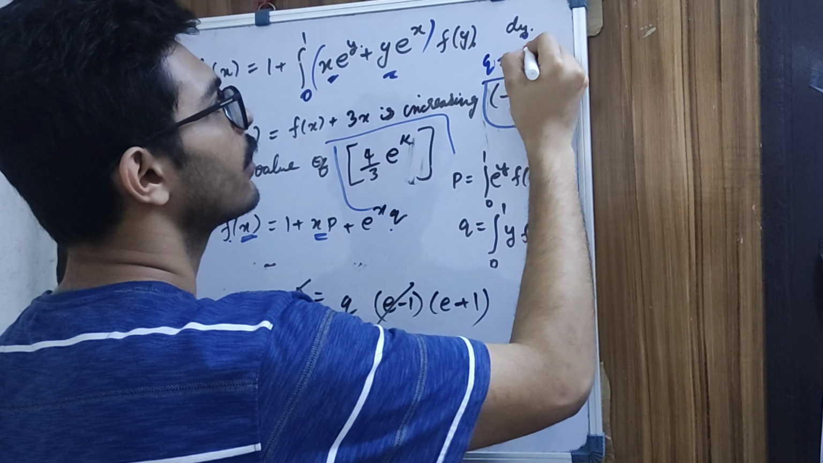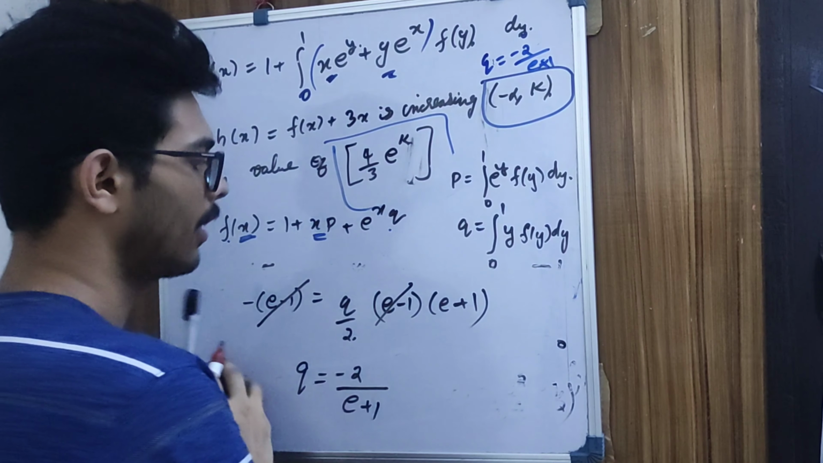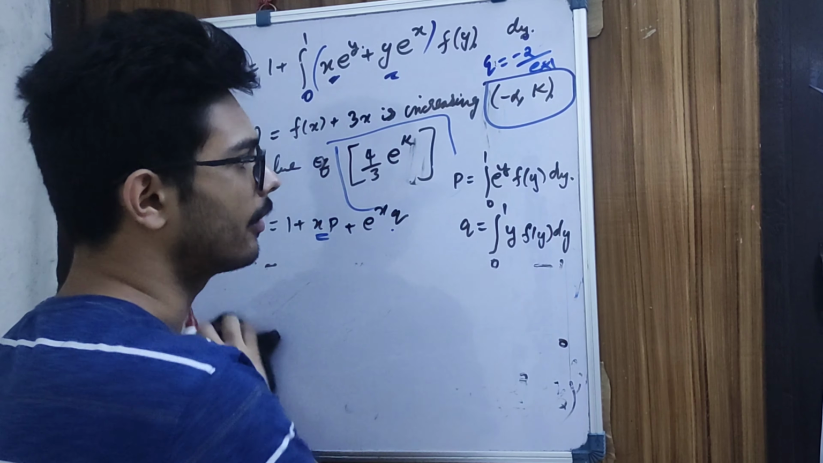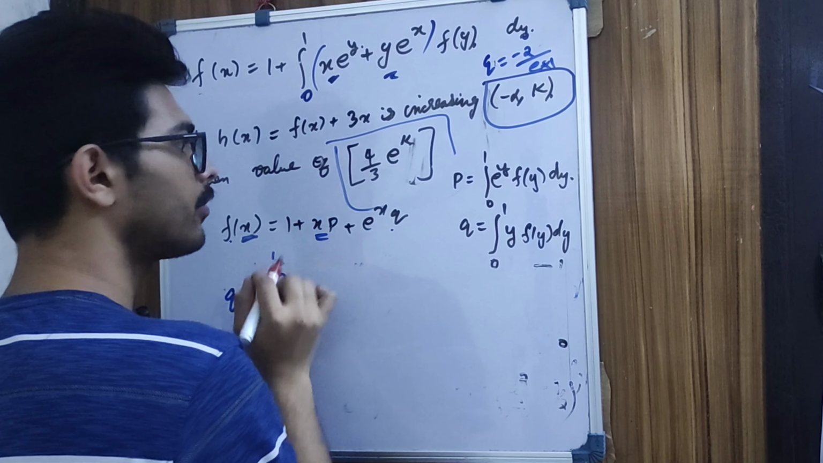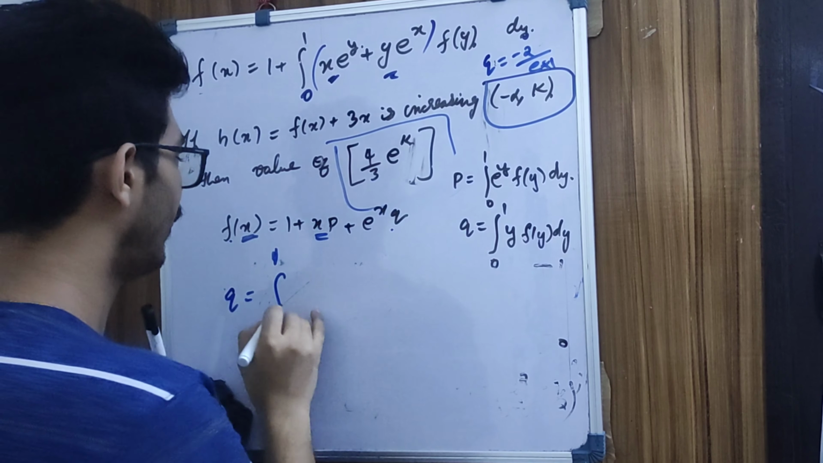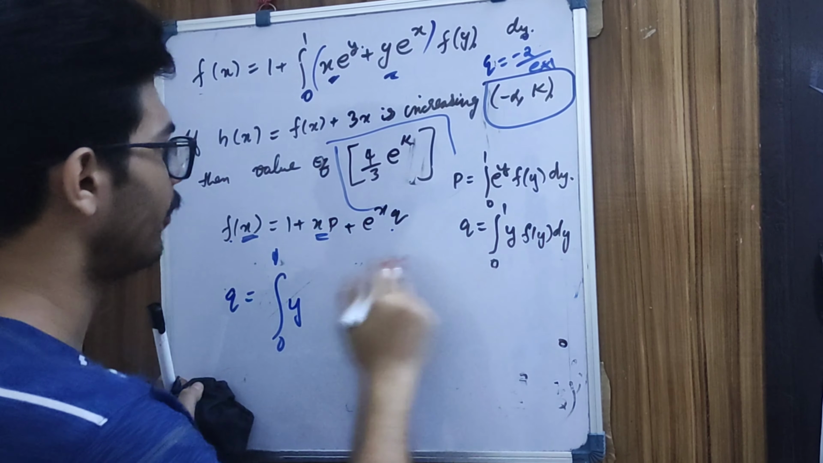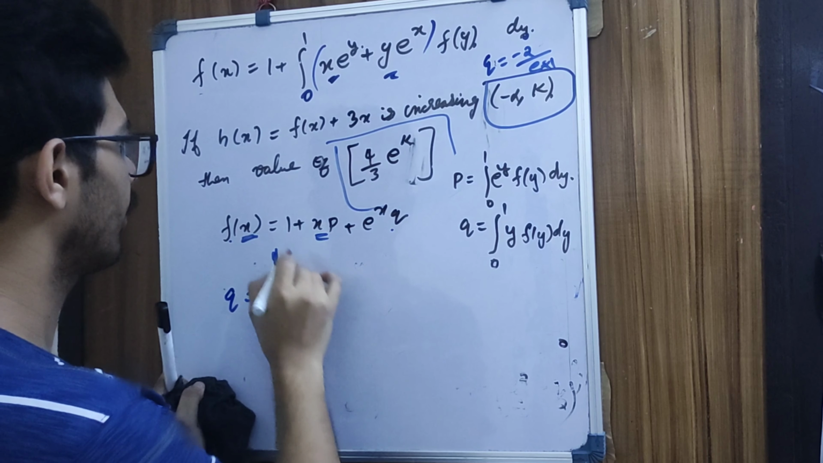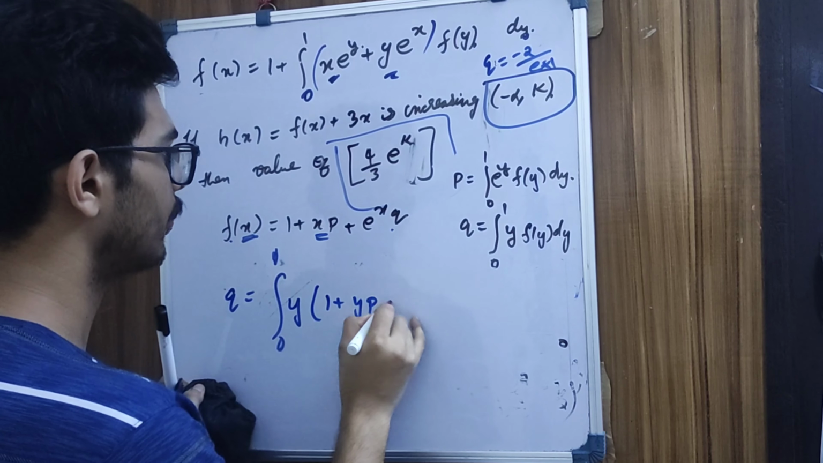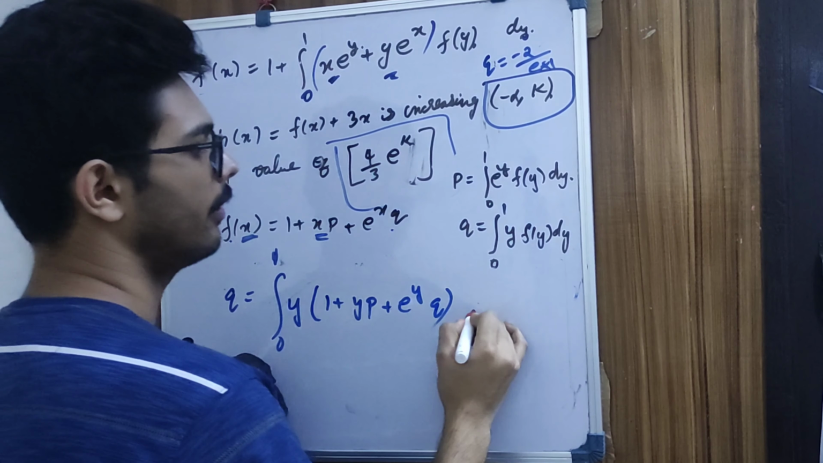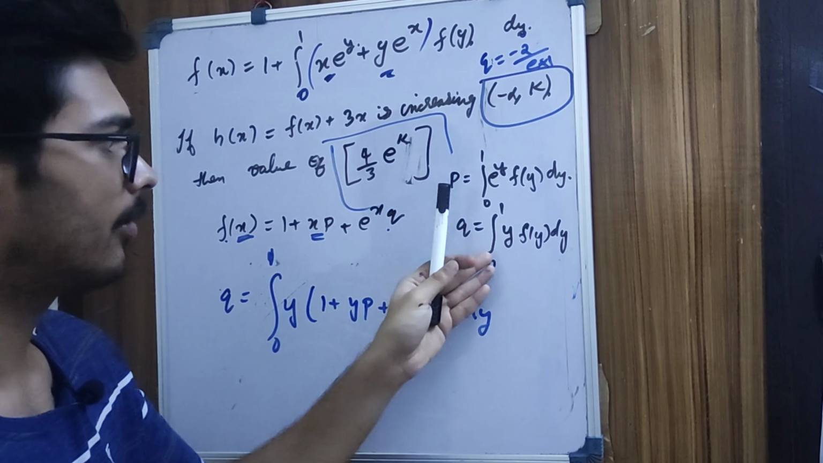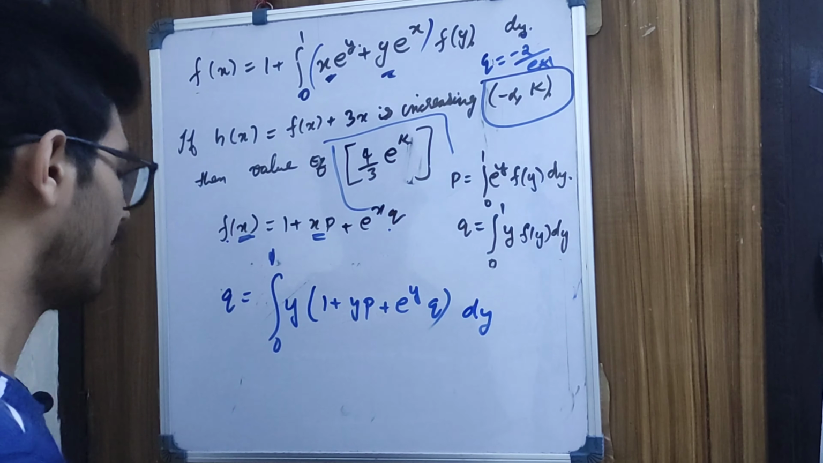Q equal to minus 2 divided by e plus 1. Now we can take this equation. Q equal to integral 0 to 1 y. What is the value of y? Y is y. And what is the value of f of y? I am giving y to this value, which is equal to 1 plus yp plus e raised to y into dy. So I am solving this equation now.